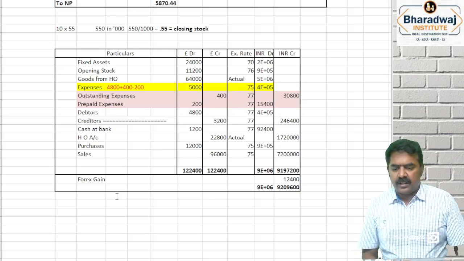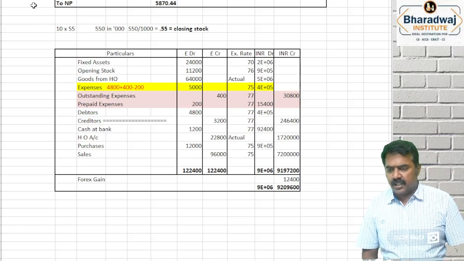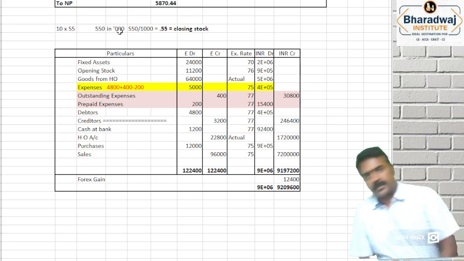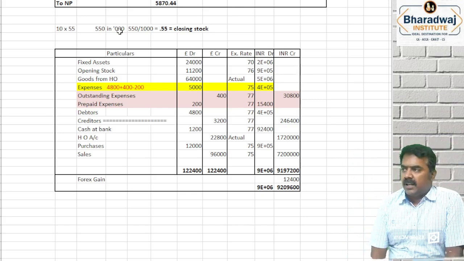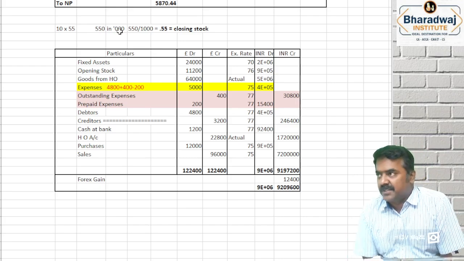We are in independent branch or dependent branch? Dependent branch. Next one, we are going to learn about final accounts method. What is final accounts? Preparing a trading P&L account and balance sheet for a branch. Who prepares this? Head office.